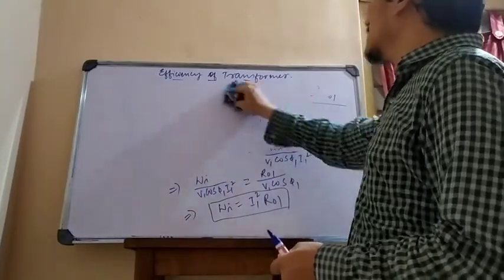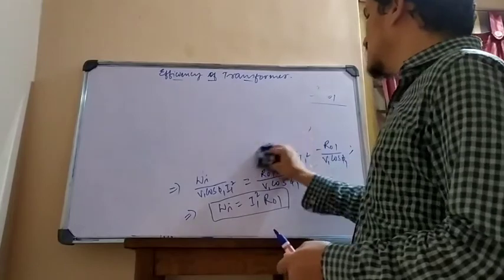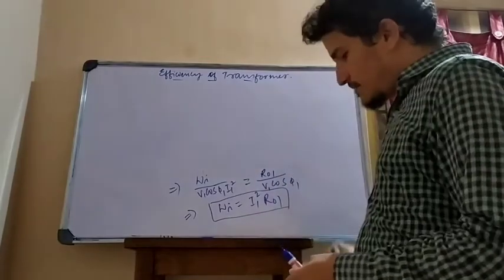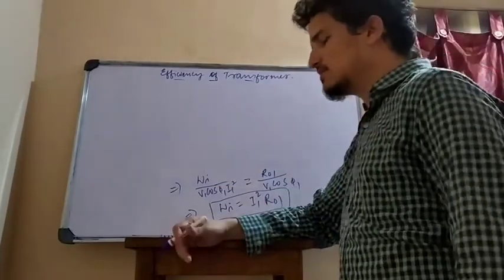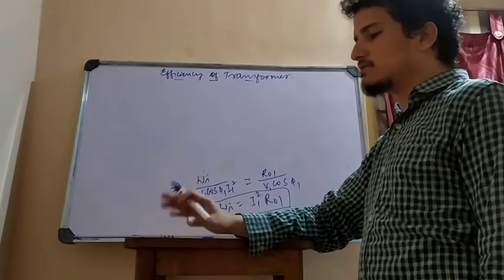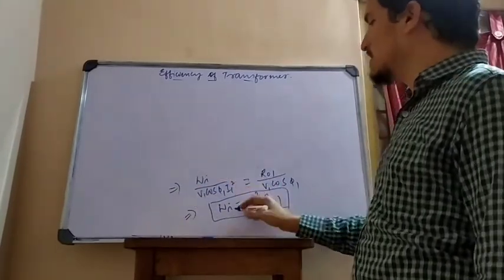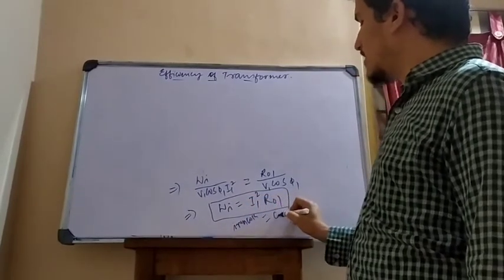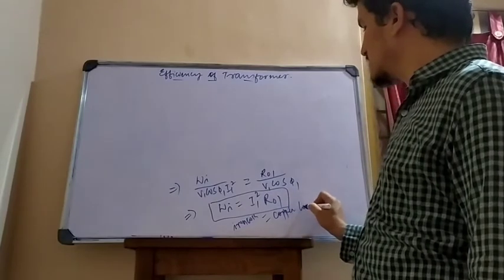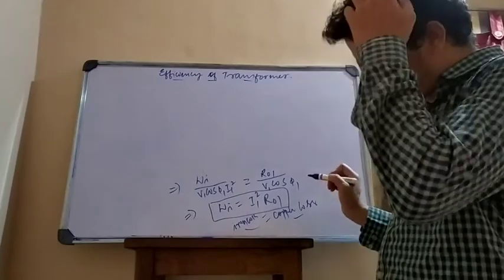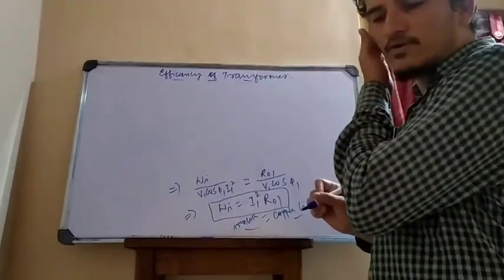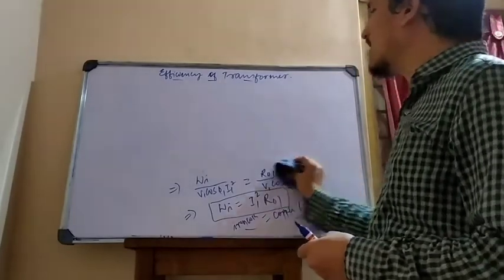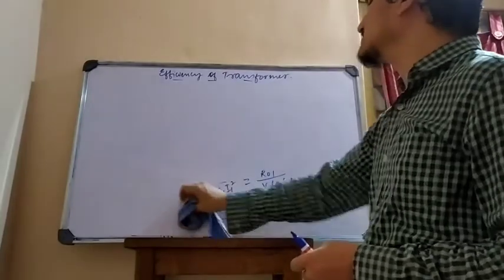If you are running a transformer at 50% load, say for example, at that particular load iron loss must be equal to copper loss, then at 50% load maximum efficiency will occur. So that is the condition: iron loss must be equal to copper loss. When this becomes equal in a transformer at any point of load, then maximum efficiency takes place. At what point of load is the efficiency maximum?